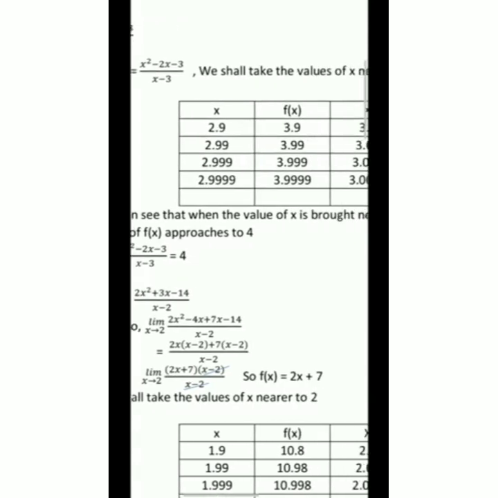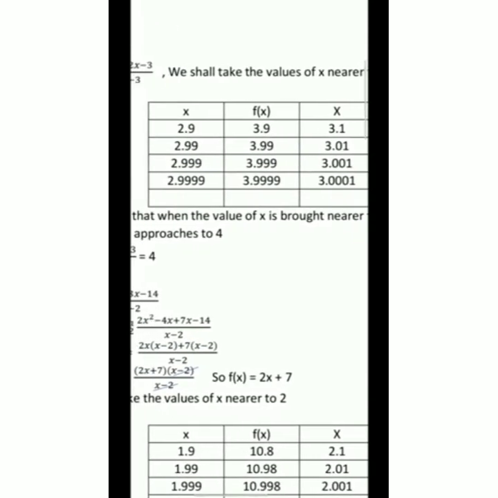So now let us see the table form. In the table form we can see when you subtract 0.1 from 3, we get 2.9. By putting it in the equation, we get 3.9. Then coming down to the next one, when we subtract 3 minus 0.01, we get 2.99, and by putting that in the equation, we get 3.99. Similarly, when you subtract 3 minus 0.001, we get 2.999, and putting that in the equation we get 3.999.